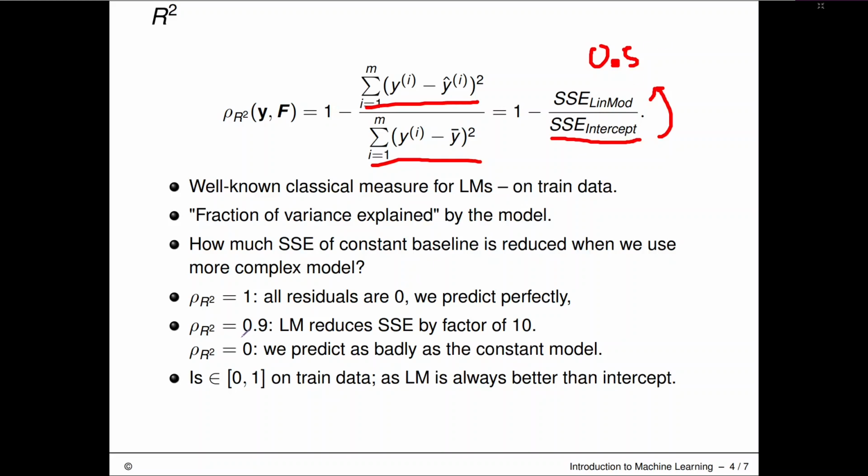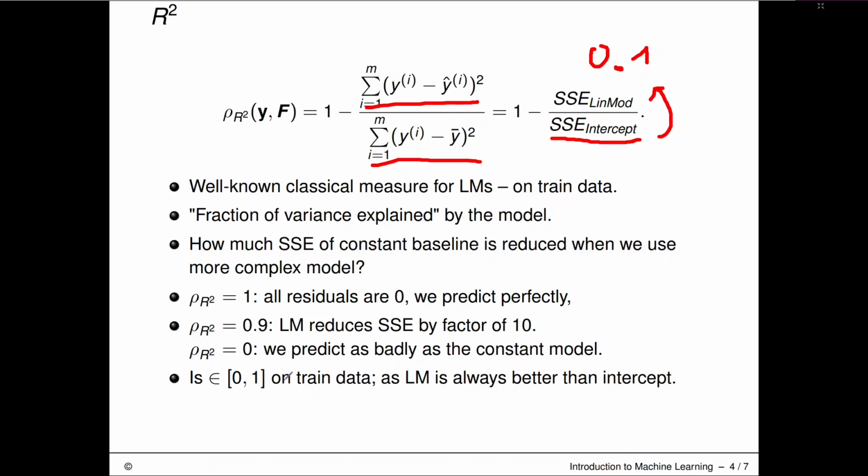If, for example, the R-squared would be 0.9, we would know this second term here must be 0.1, which means by going from this one to this one, a reduction of a factor of 10 has happened. So an R-squared of 0.9 means the SSE is reduced by a factor of 10 by going from the intercept model to the linear model.